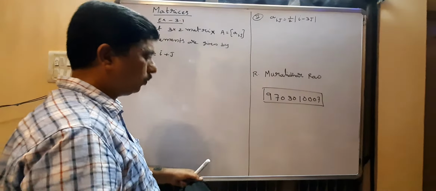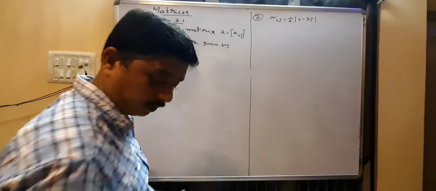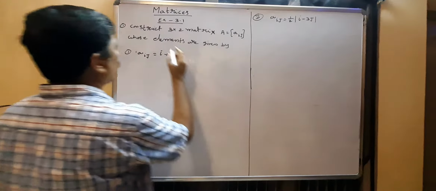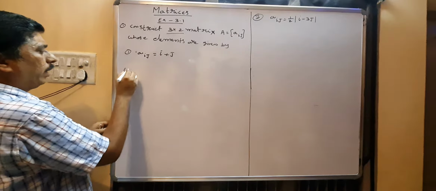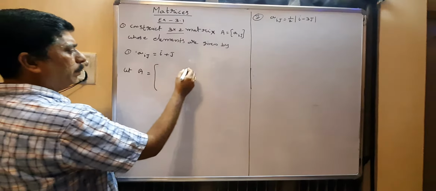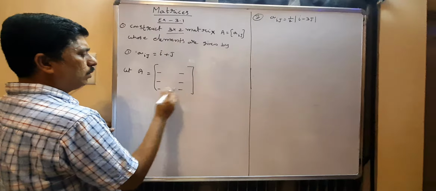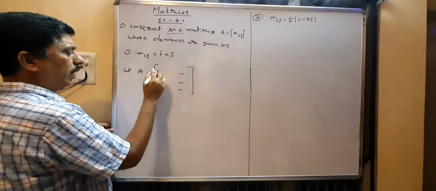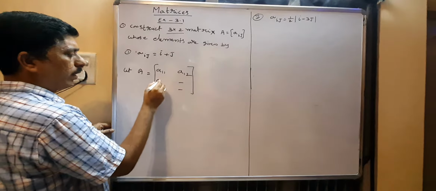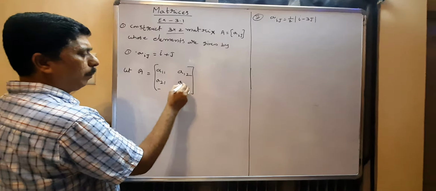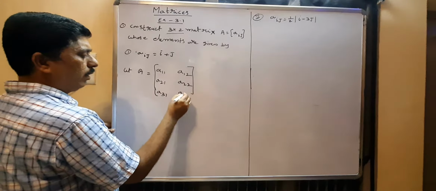Okay. Now coming to the first question. You have to consider a 3 by 2 matrix. 3 by 2 matrix means 3 rows and 2 columns. So I will take A equal to a 3 by 2 matrix. That means 3 rows: first row, second row, third row, and 2 columns: first column, second column. So this position is A11. This is the first row, second element A12. Second row, first element A21. This is second row, second element A22. Next, third row, first element A31, A32.